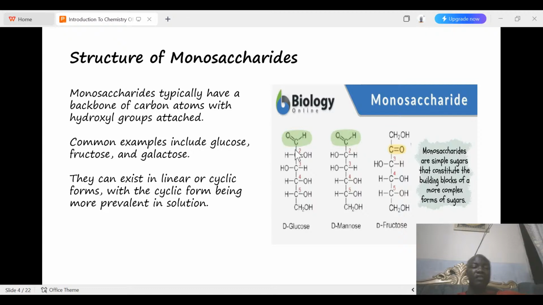So then now let's look at the monosaccharides, their structure. Monosaccharides typically have a backbone of carbon atoms with hydroxyl groups attached. If you look at the structure, you'll see that the monosaccharides have a carbon backbone, and there are a lot of OH groups attached to it with their functional group.